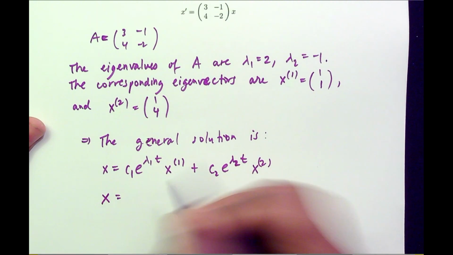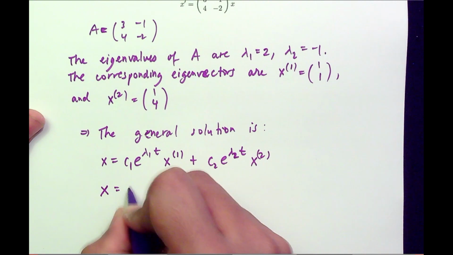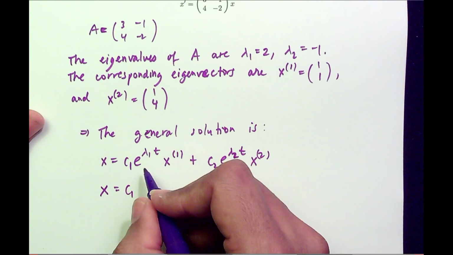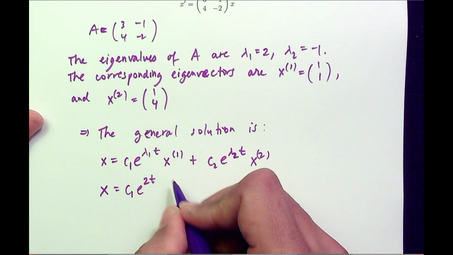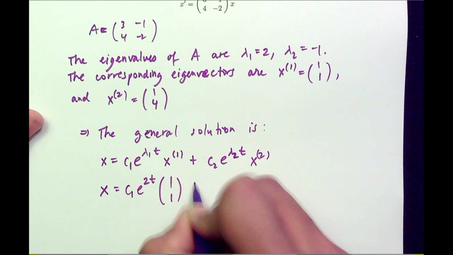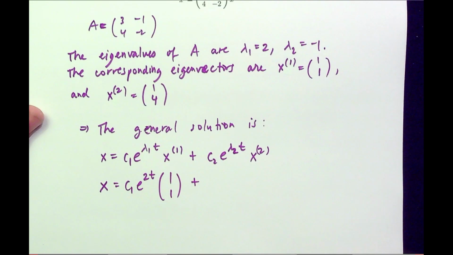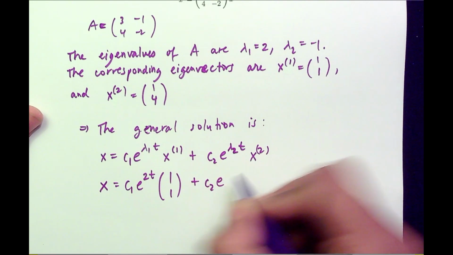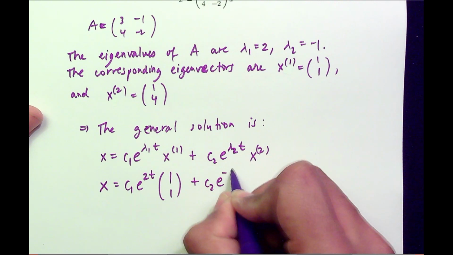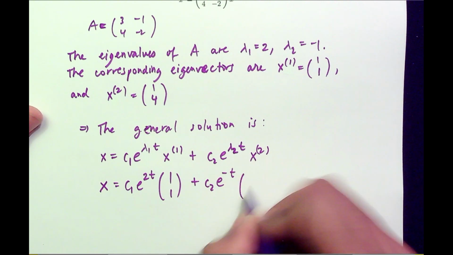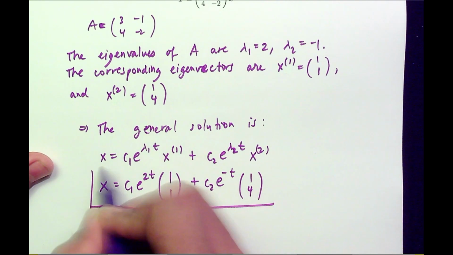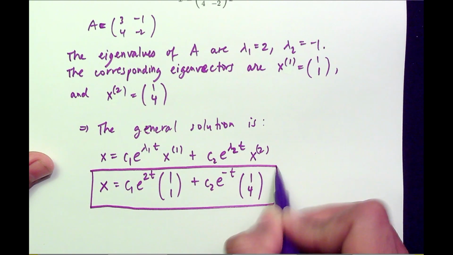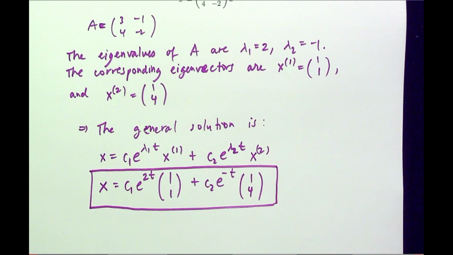Now writing these things, we know all of it. So lambda 1 is 2, so e to the 2t, and x1 is 1, 1, plus c2 e to the lambda 2, which is negative 1, so this becomes negative t, and then x2, which is 1, 4. And that is it. That is it, folks. That is the general solution of that. Now, I'm going to make just a comment about this.